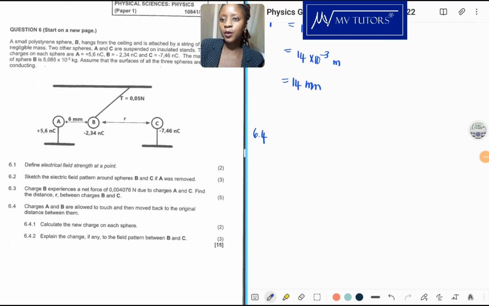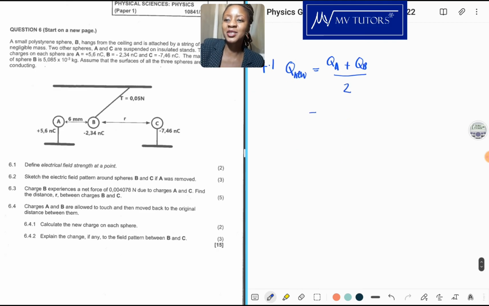So 6,4. Charges A and B are allowed to touch and then move back to the original distance between them, the 6 millimeters. Now, calculate the new charge on each sphere. So if you would remember, if spheres are going to touch, they will share the amount of electrons or their charge, and then when you take them apart, they each have an equal portion. So basically you're getting the average between A and B. So the new charge, Q new, will be the charge of A plus the charge of B. We're getting the average.